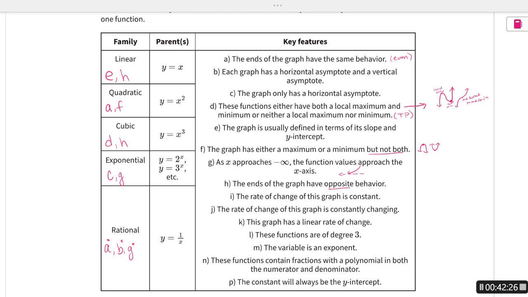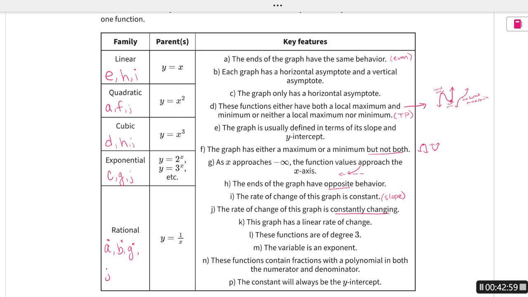I, the rate of change of the graph is constant, right? That's just another way of saying it has slope, which is linear. So linear equation has slope, so that's I. Nothing else has a constant rate of change. J, the rate of change of the graph is constantly changing. Well, that's true for everything else other than linear. So all of these have a rate of change that constantly changes. So J goes to every single one of these. So J, everything but linear.